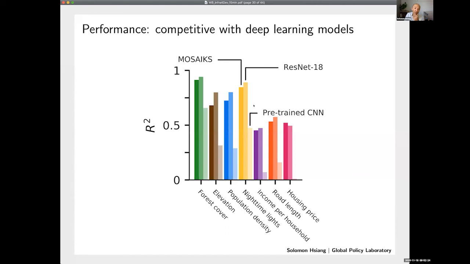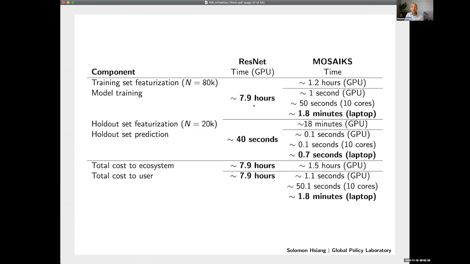Now, in terms of technology, people often want to use the best available. And what is exciting is that mosaics performs really well. It performs similar to a deep learning model, even though the main benefit of mosaics is that it's so much cheaper to use. So for example, if you had access to a GPU and you were going to use the ResNet model, it would take you about 8 hours to train, whereas mosaics takes about 2 minutes on a laptop. And so we think this is a really important step towards making this technology accessible to users everywhere.